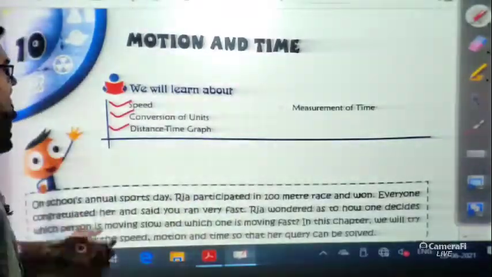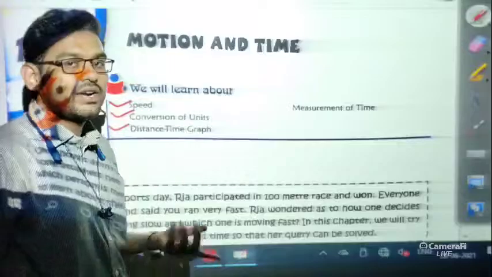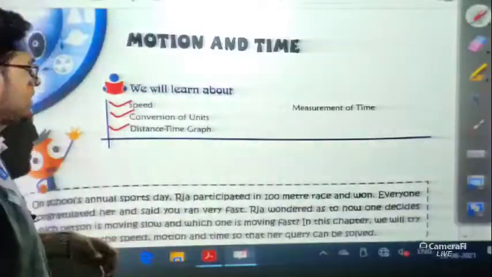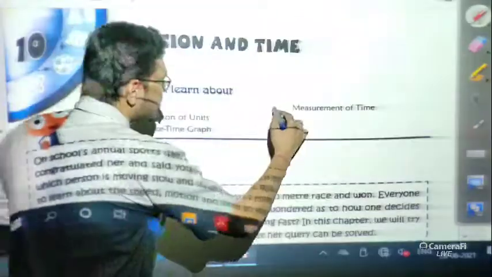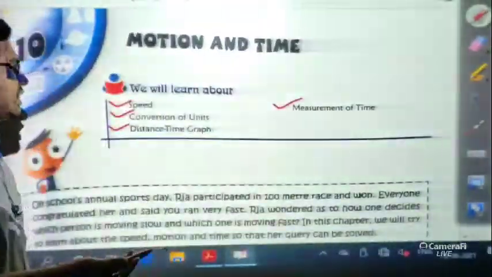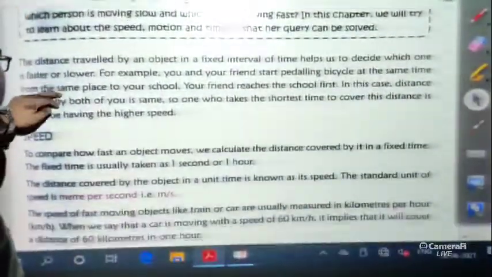Then we will discuss the distance time graph. How we can draw, how we can picturize the distance time graph and all the things. And next, we will discuss measurement of time. How we can measure time in ancient days, how people measured the time. All the things we will discuss. So students, let us start with the introduction part.